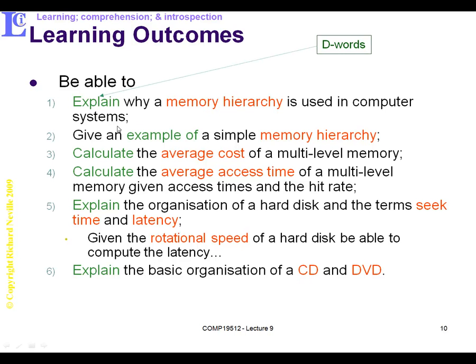So we're going to explain and calculate some different figures. We're going to look at memory hierarchies, average costs of multi-level memories, and access times for these. And then we introduce some naming conventions for hard disk, and we look at some theory behind CDs and DVDs.